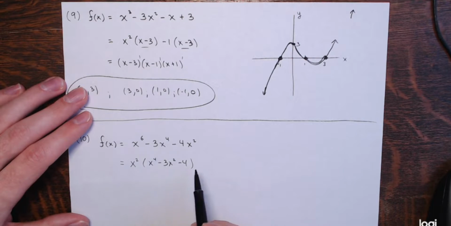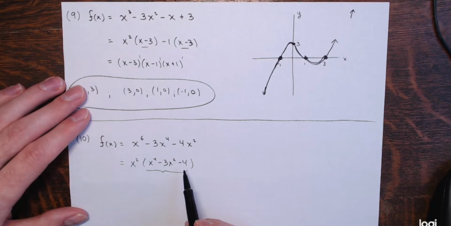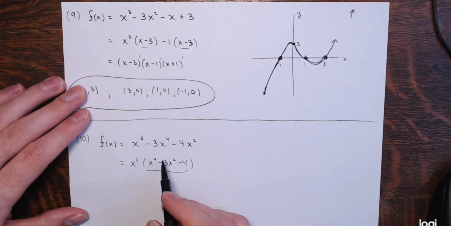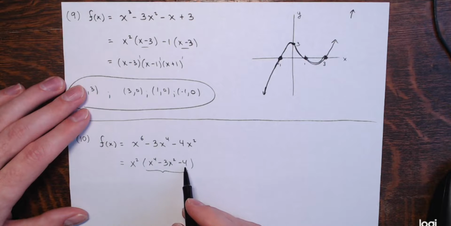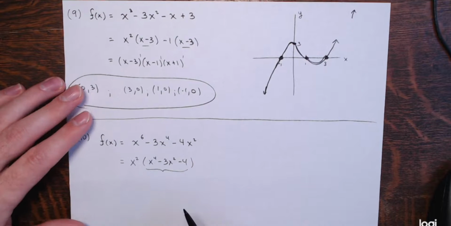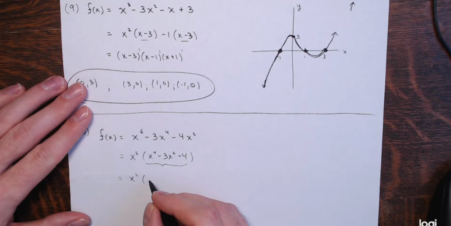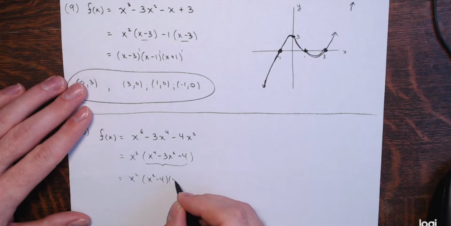And then this degree 4 polynomial here is like a quadratic. It's kind of like example 8 with the 6th degree. You see how the first term has a power of 4, which is double the second term, and then you have a constant. Anytime the first term has a power that's double the second term, and then you have a constant, it's exactly like a quadratic. So this should be factored further. This can be factored actually to x squared minus 4 times x squared plus 1.